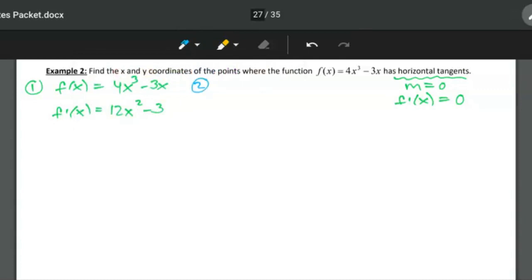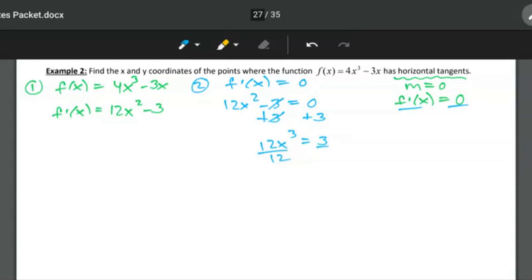So step 2, we said the derivative has to equal 0. We just found our derivative is 12x squared minus 3. Set it equal to 0, and we can solve for x. If we add 3 to both sides, we get 12x to the third equals 3. Could divide both sides by 12. So you get x to the third equals 1/4. And I accidentally just made a tiny error. It was 12x squared, and then I changed it to the third power. Sorry about that. That should be 12x squared. So x squared equals 1/4.